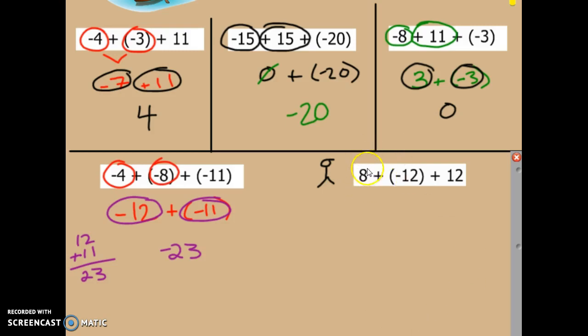So hopefully you notice this was positive and this was negative. So different signs subtract. 12 minus 8 will give you 4, and there's more negatives. And then we have plus 12. Again, negative, positive, different signs subtract. 12 minus 4 is 8, and there's more positives. So your answer is just 8.